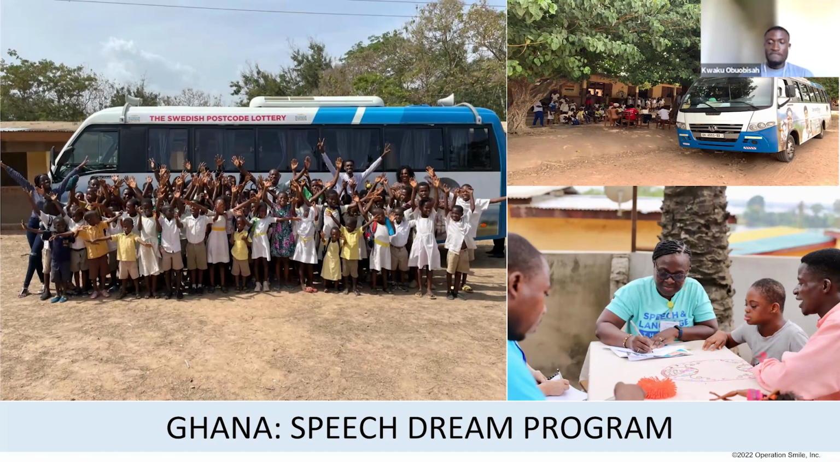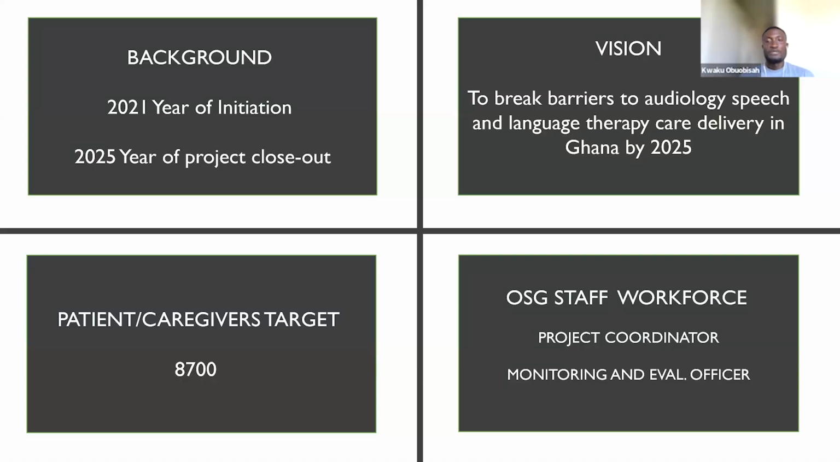And the objective of this project mainly is to break the barriers to audiology, speech and language therapy care here in Ghana by 2025. We're looking to provide care to direct beneficiaries, totaling 8,700 patients, as well as their caregivers. It's a small team made up of the project coordinator and the monitoring and evaluation officer. Of course, we are supported heavily by the team in HQ, that is headquarters in Virginia, and then also foundations here within the Sub-Saharan region, including South Africa as well.